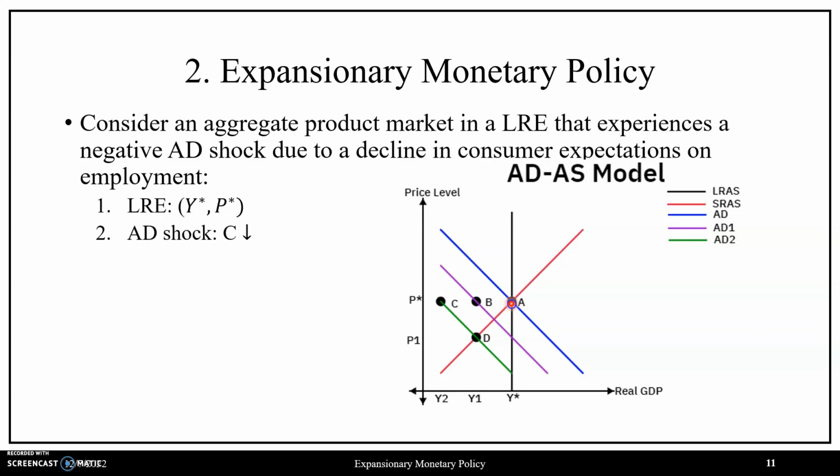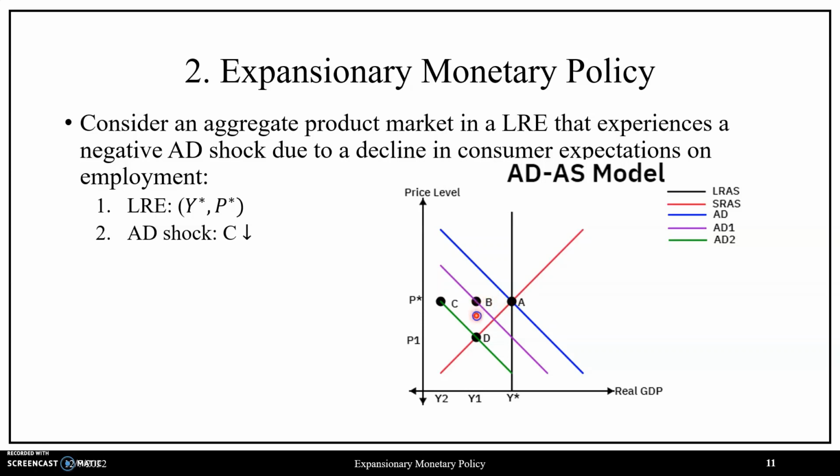This will have the effect of a decline in autonomous consumption. With a fall in autonomous consumption, consumption will then fall, and with a fall in consumption, aggregate demand will then decline, which we can represent going from AD to AD1. We're holding the price level fixed at P star.